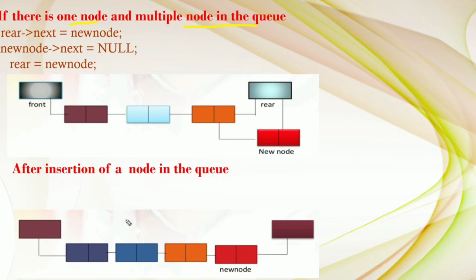After the insertion of the node, the queue is like this. This is the front, and rear is pointed here. The new node is pointed at the rear. After the insertion of the node, the queue is like this.